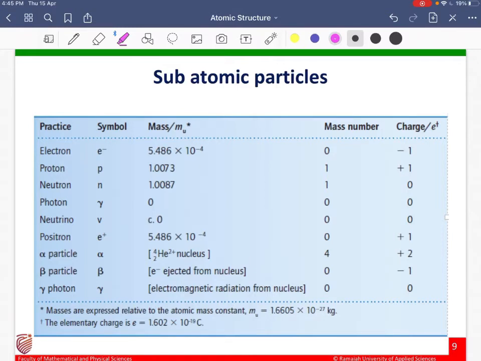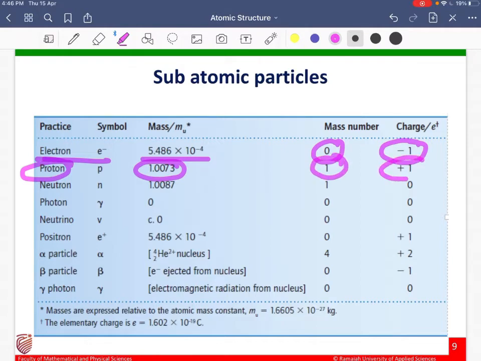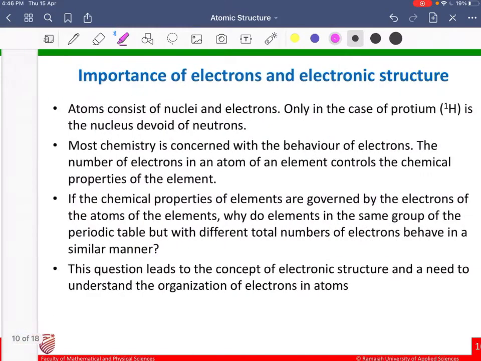These are some subatomic particles, their symbol, mass number, and charge. For example, the electron has a mass of 5.486 × 10^-4, a mass number of 0, and a charge of minus 1. For the proton, 1.0073 AMU, atomic mass unit, mass number 1 and charge plus 1. Similarly, other subatomic particles, their mass, symbol, mass number and charge are also expressed in this table.